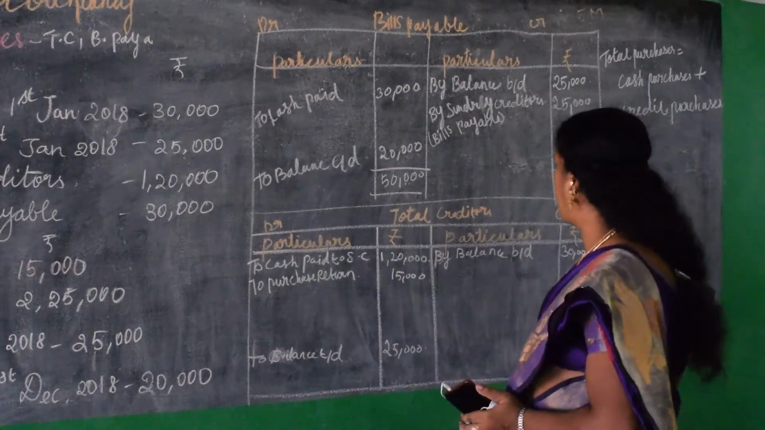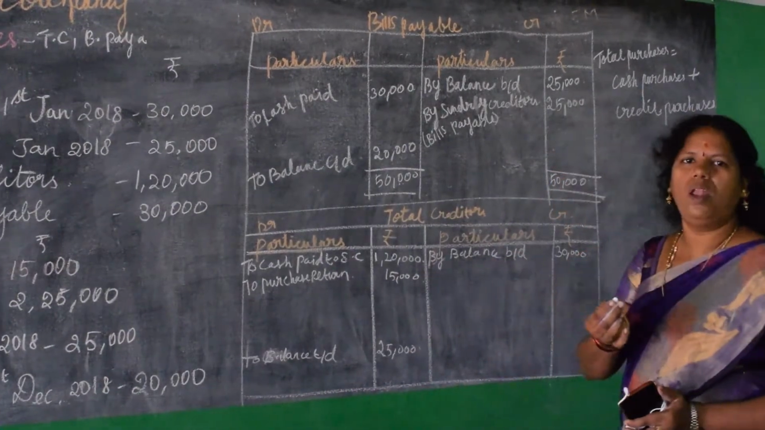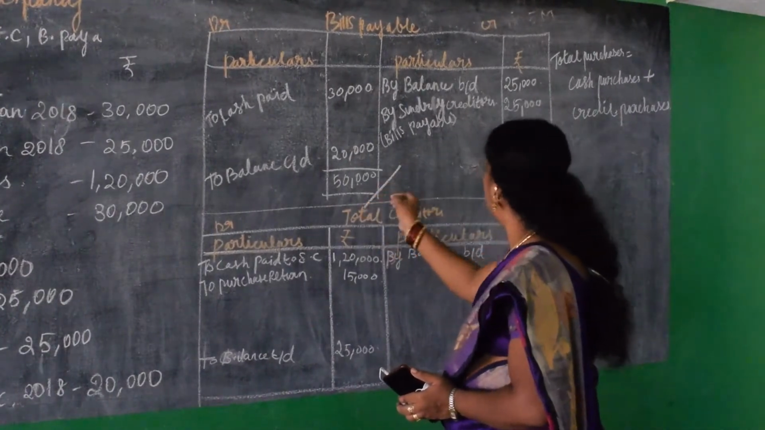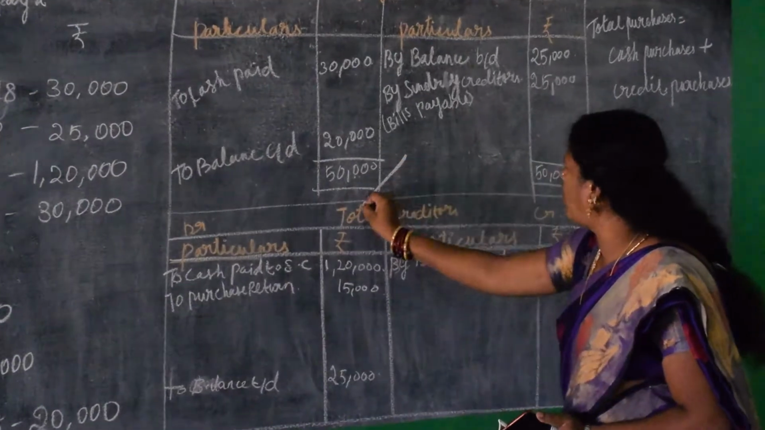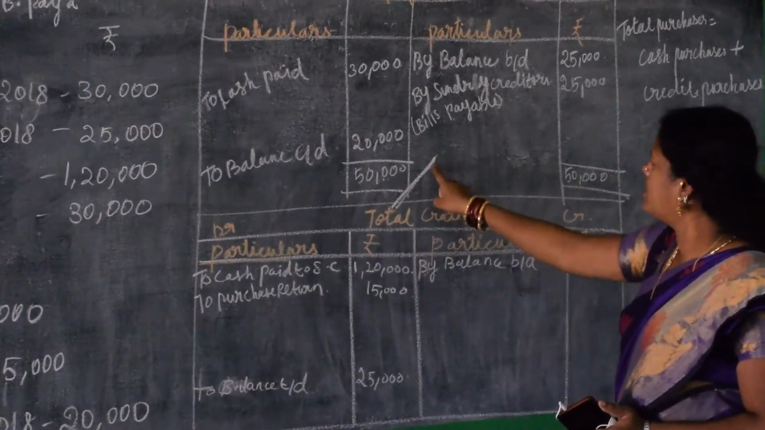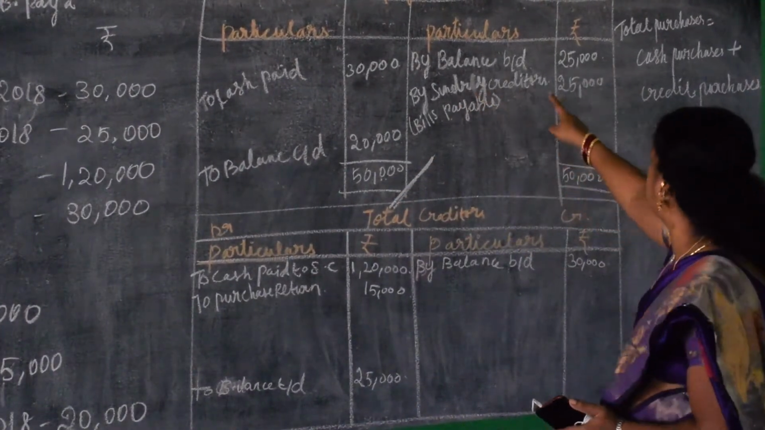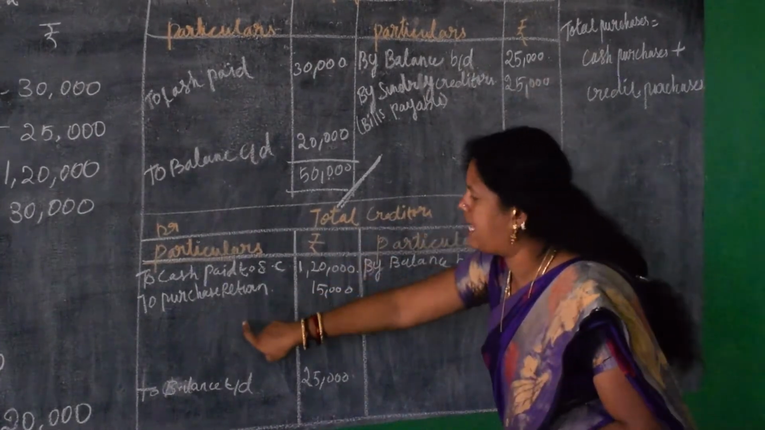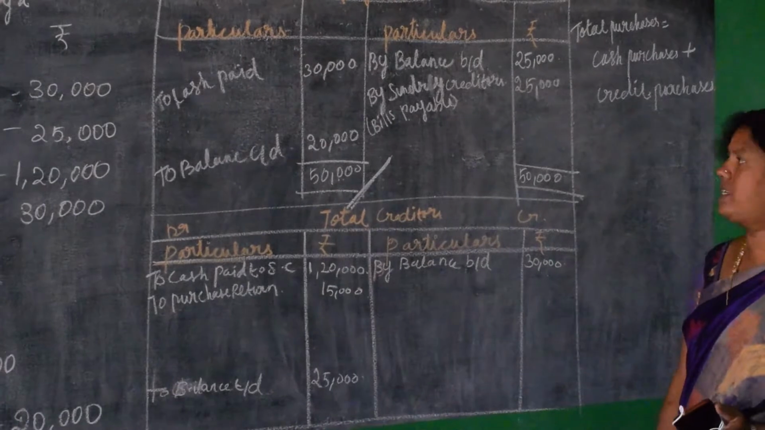In preparing the total creditors, keep a small hint I am giving. One cross. Keep a note on this one cross. What is one cross? This cross indicates the sundry creditors. We have found out 25,000. Now, we have to write it on the debit side.